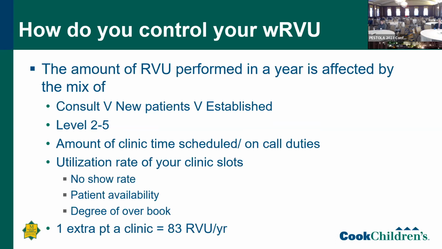So how do you control your RVUs? Well, basically, the amount that you earn in a year is affected by the mix of whether you see consult patients, new patients, or established patients, because each individual billing type has a different RVU associated with it. So we start off with the 99212, the amount of RVUs is probably 0.8. You get up to 213. It gradually builds up because it reflects the complexity of what you're doing.